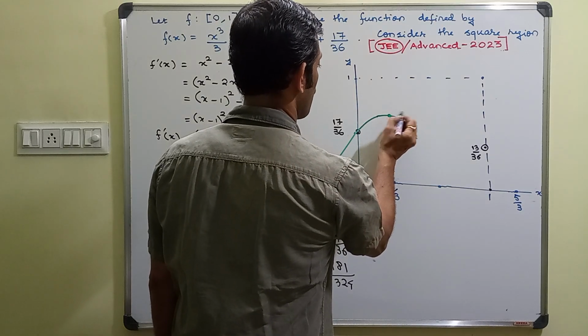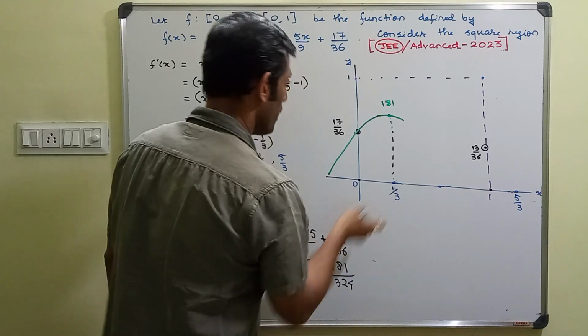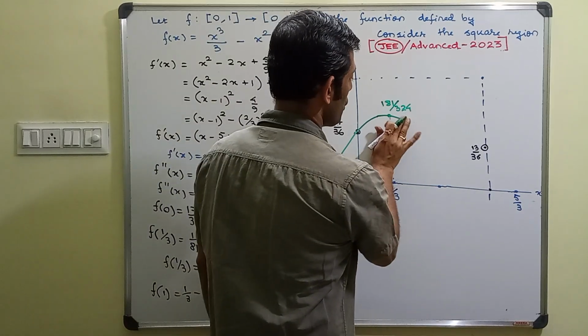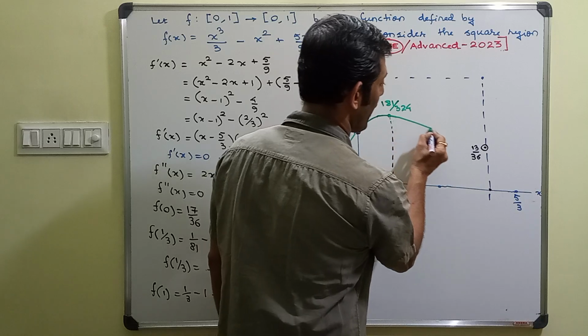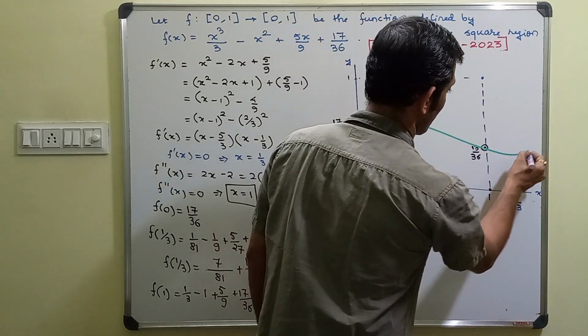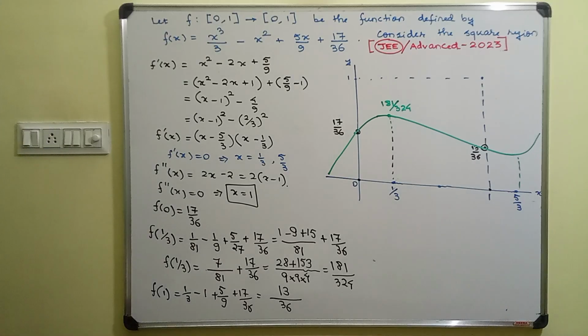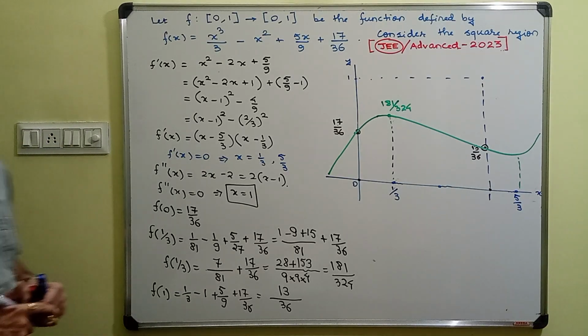This is the height of 181 by 324. Let this be the graph. Now this graph is going to decline and pass through this, and then it will pass through this. This is the valley point at 5 by 3, and approximately this is how the graph will look.